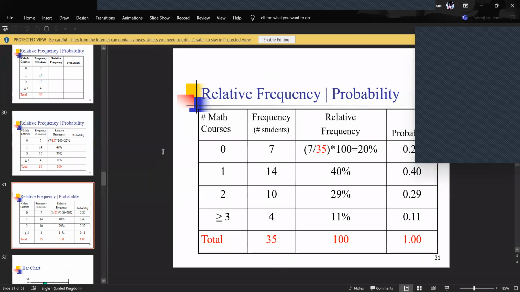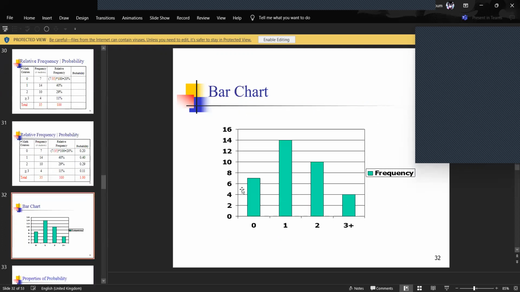Then you can use that to find the probability. You just divide by 100. So 20 divided by 100 is 0.2, 40 divided by 100 is 0.4, 29 divided by 100 is 0.29, and so on. And so you can map out the frequency on a bar graph.